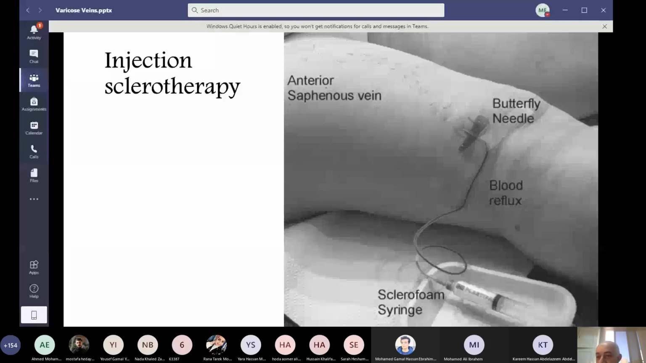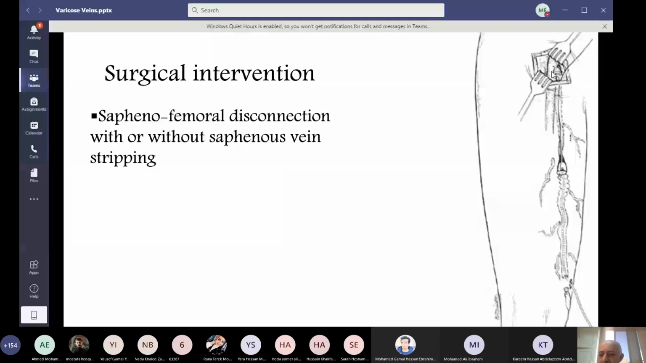Surgical intervention, saphenofemoral disconnection with or without saphenous vein stripping. We perform an incision in the inguinal crease, which will be totally hidden. The scar will be very acceptable to most patients. We dissect until we reach the saphenofemoral junction. There are three notorious tributaries here. We ligate them all, and we ligate this saphenous vein flush with the common femoral vein. A stripper is introduced inside the vein through another incision made about the knee, and thereafter this vein is stripped.